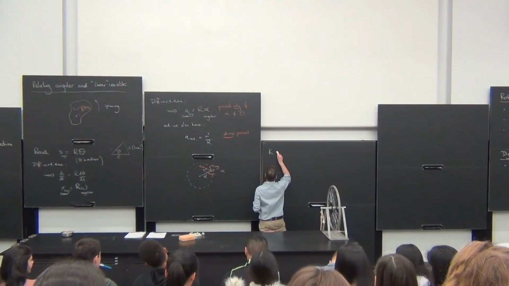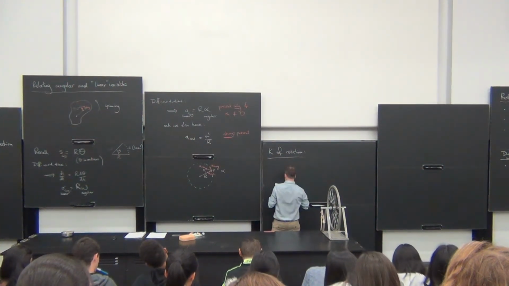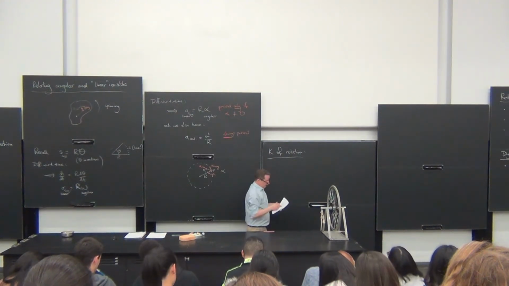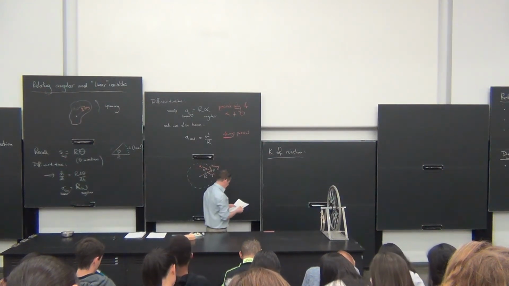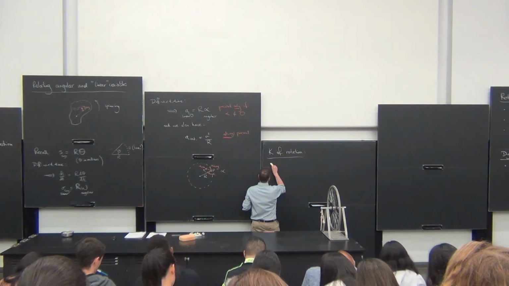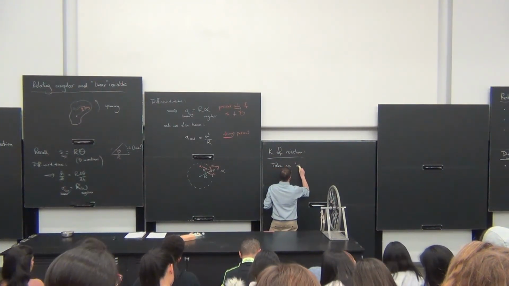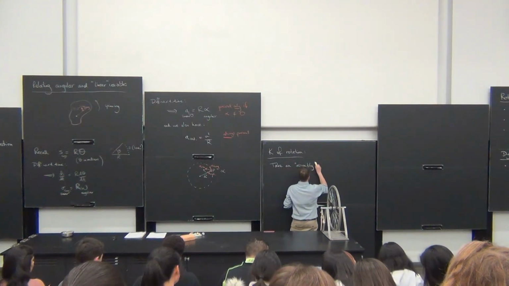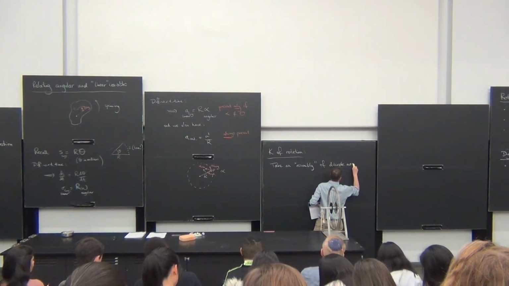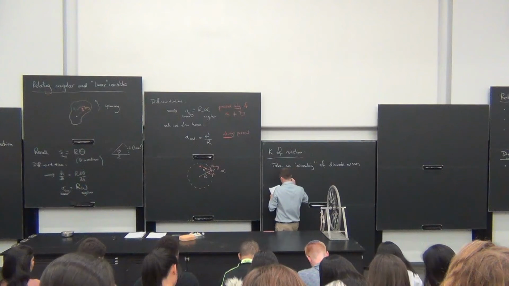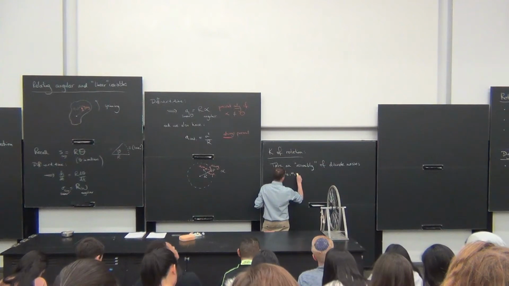So, kinetic energy of rotation. And of course, since things are moving, there must be kinetic energy. It's simply a question of how we define it. So we're going to imagine an assembly of discrete particles. So we'll take an assembly of discrete masses, labeled by letters of the alphabet.